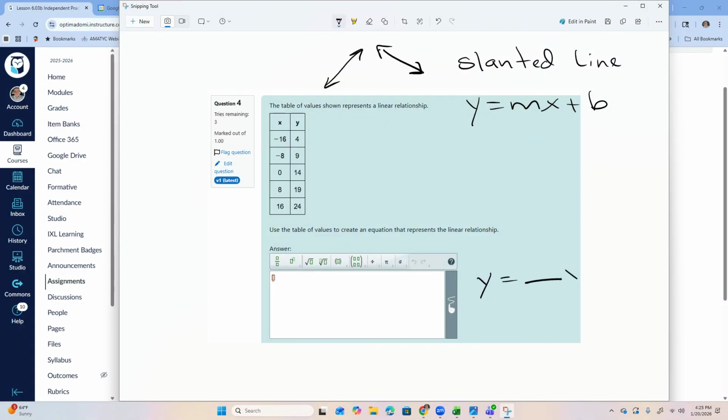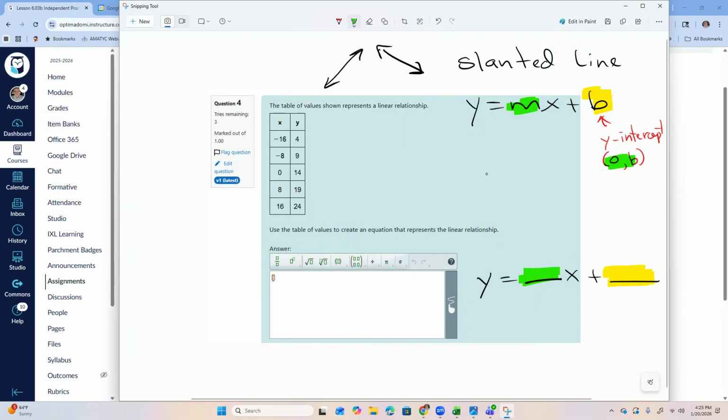y equals blank x plus blank, where the value of b will be the last blank space here, and the value of m will be this blank space here. Remember, b is the y-intercept, okay? And who's the y-intercept? It's the point on the y-axis, and that point looks like this: 0, comma b, okay?